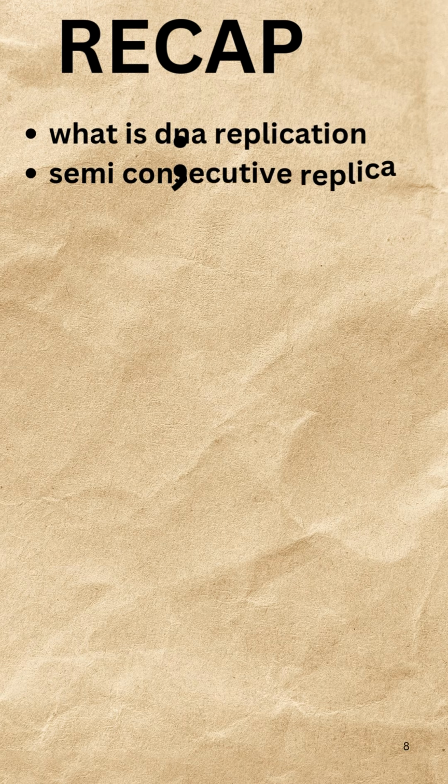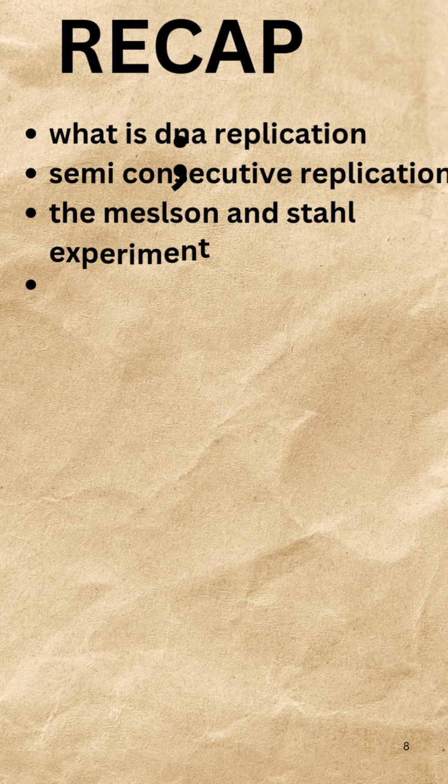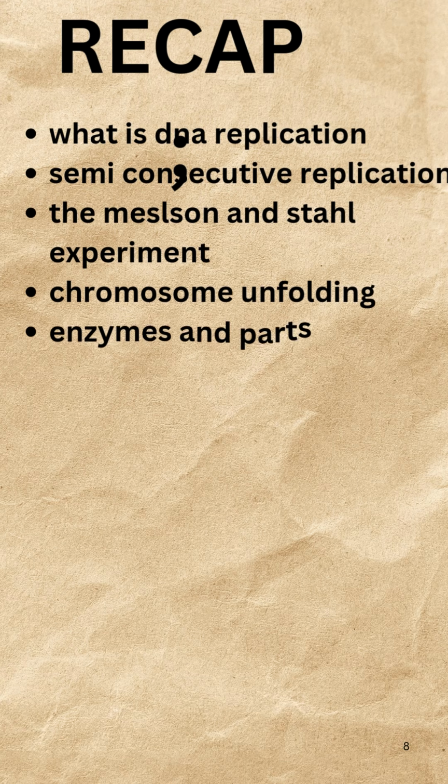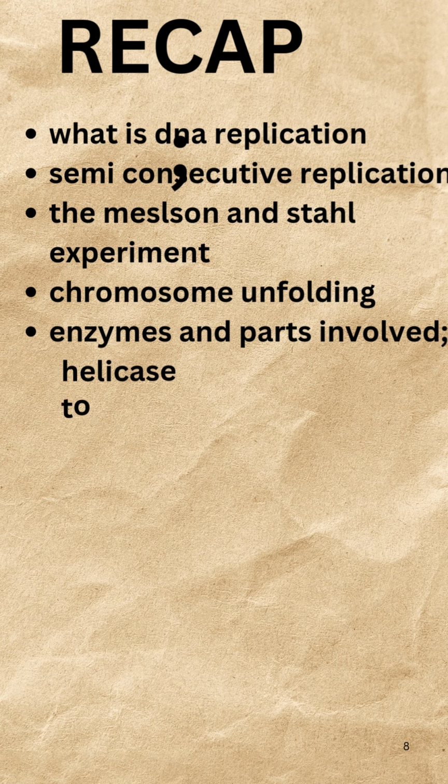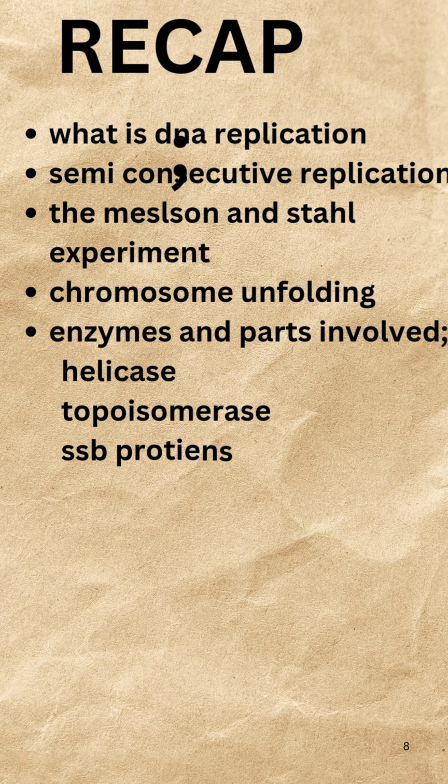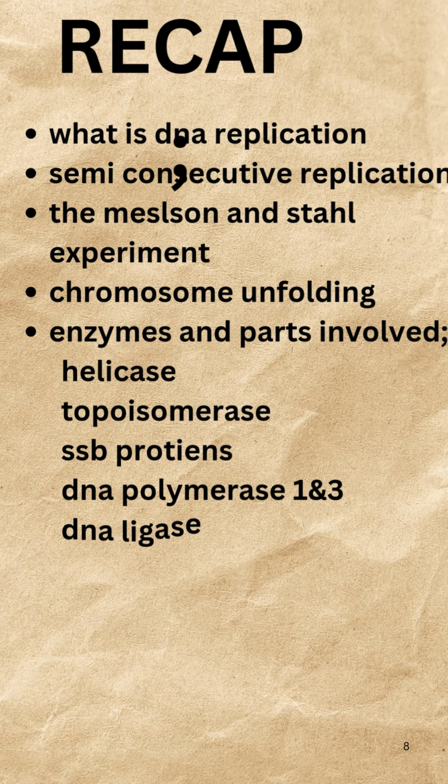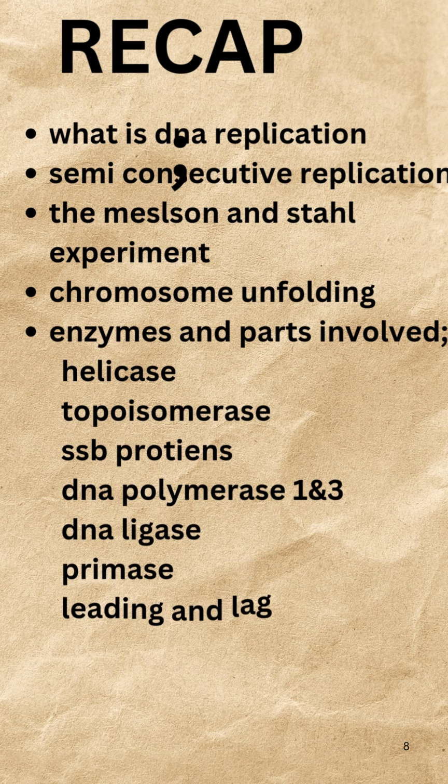Let's recap. We talked about what DNA replication is. We also talked about the experiment which proves that DNA is replicated semi-conservatively. We talked about how a chromosome is simplified down to the double strand where replication happens, and also about the enzymes involved in replication: the helicase, polymerase, ligase, topoisomerase, and the primase.